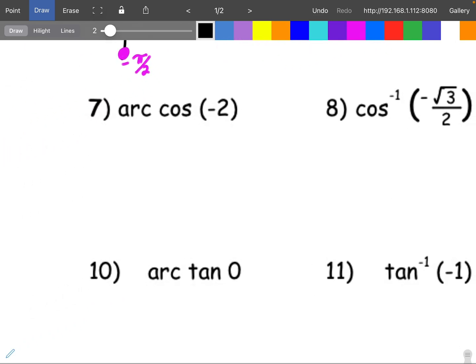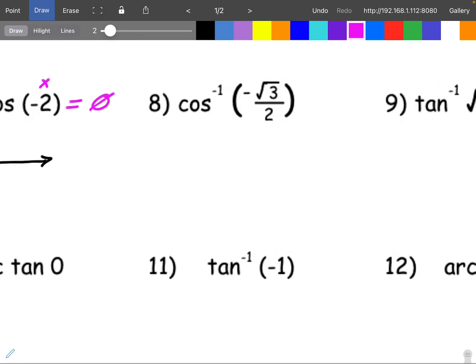Alrighty, moving on. Number 7, arc cosine, so that tells me quadrants 1 and 2. Then I'm looking for where within those quadrants would my x be -2. And that causes a problem because, number 1, it's not in my domain. And it's not in my domain because there is nowhere on the unit circle that your x value would be -2, because a unit circle only goes from -1 to +1. So since -2 is not in my domain, that means that there is no solution for this problem.